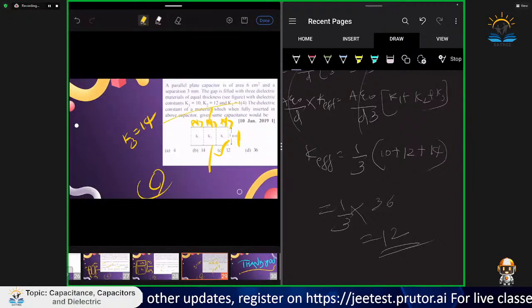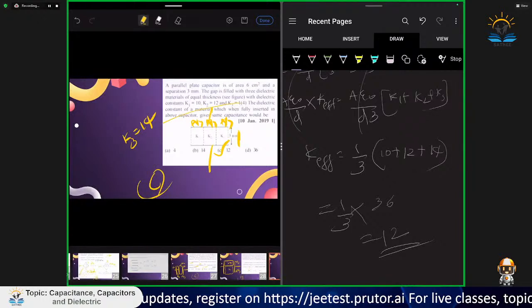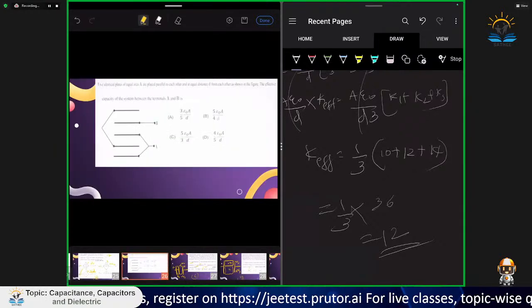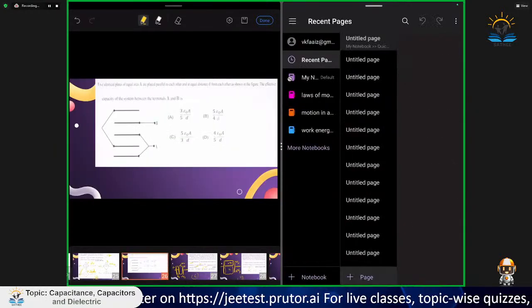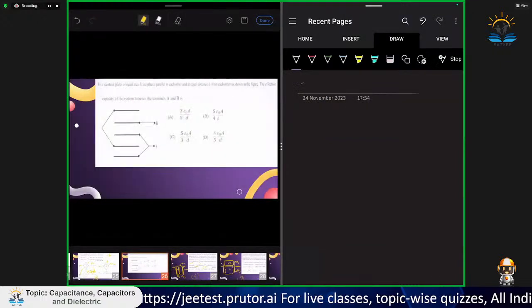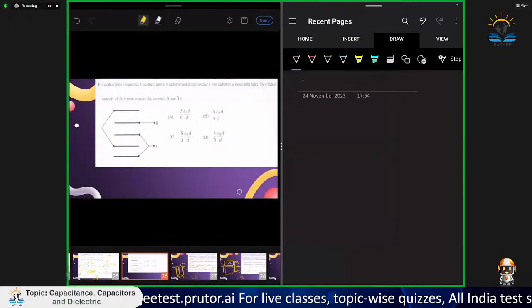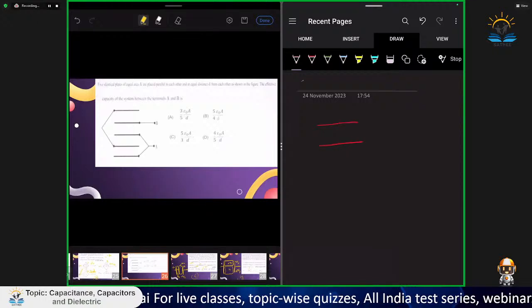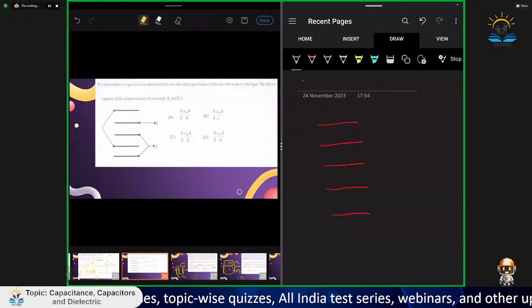Okay, so I left one question. Let's solve this question. It's a little bit tricky, but still an easy one. See, one, two, three, five plates.